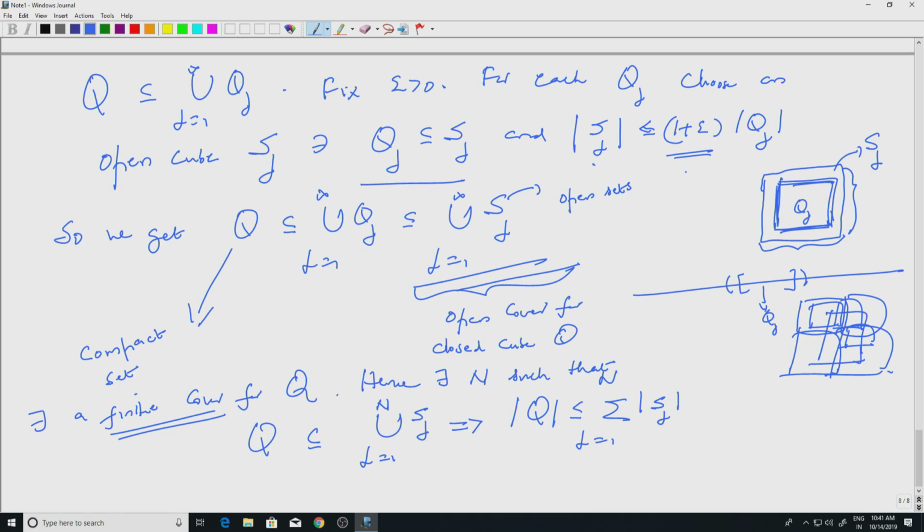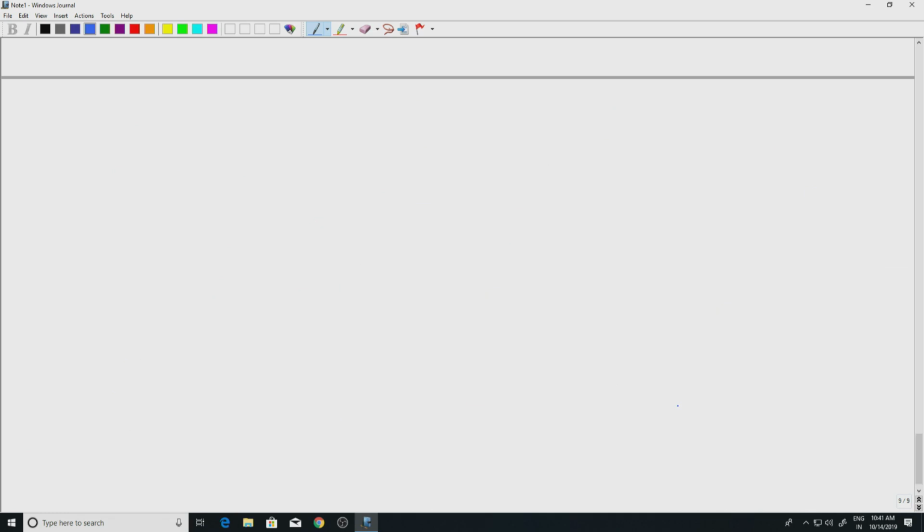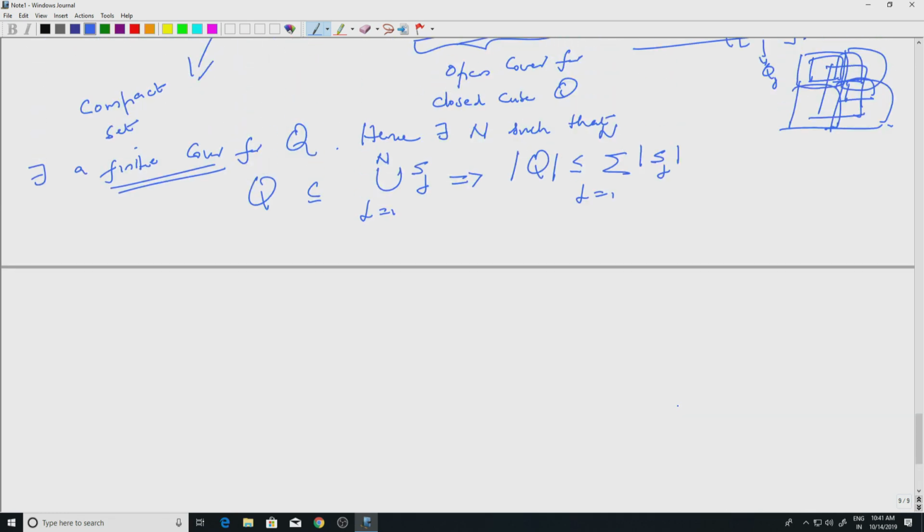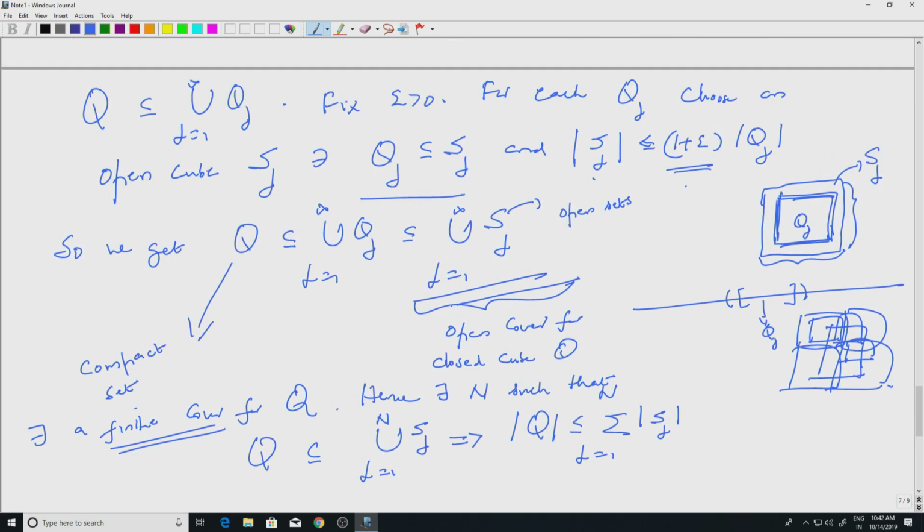Okay. So, what did we prove? We proved that, so let me keep that here. We have mod q less than or equal to summation j equal to 1 to capital N mod Sj, which is of course less than or equal to summation j equal to 1 to infinity mod Sj, because I am adding positive quantities. But recall that Sj's were open cubes chosen with some property.